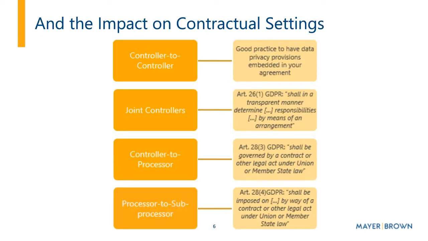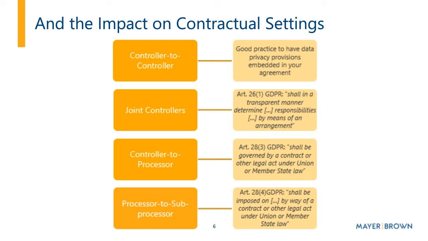So the next step is considering what is the impact of your role and what is the impact of the role played by the organization you work with on the contractual settings. So what do you need to put in place in the different scenarios to ensure that the processing of personal data and the sharing of personal data with other organizations you work with is in line with the requirements of the GDPR? There are four main scenarios that you should consider when processing personal data.